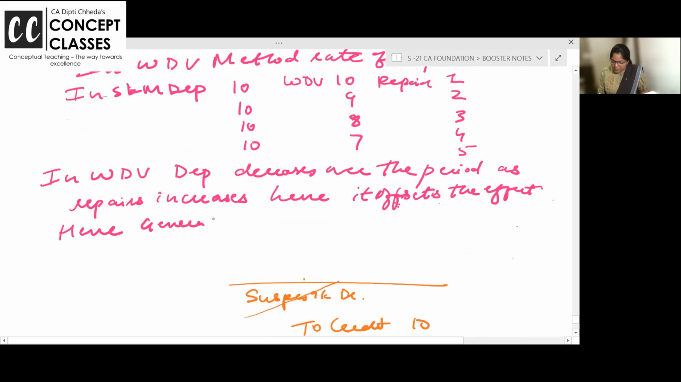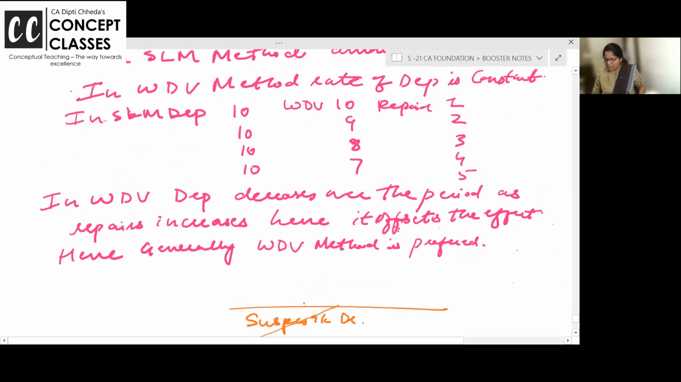In the exam, you have to follow whichever method they tell you, but hence generally the WDV method is preferred. Clear to all of you? As the depreciation decreases, repairs increase. So this is offset, so generally this method is preferred. Okay? Let's take up now some small methods.